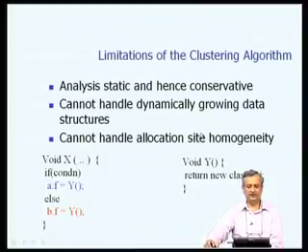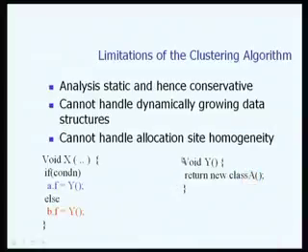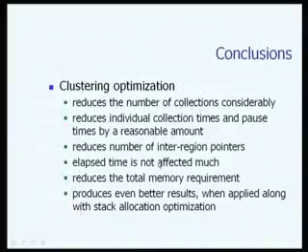There are limitations on the clustering algorithm. For example, the analysis is static and hence very conservative. It cannot handle dynamically growing data structures; they must be size limited, otherwise growing ones cannot be handled. And it cannot handle allocation site homogeneity. For example, if there is an if-then-else, only one of them is really allocated, A.f or B.f, but it cannot really take care of such difficulties.